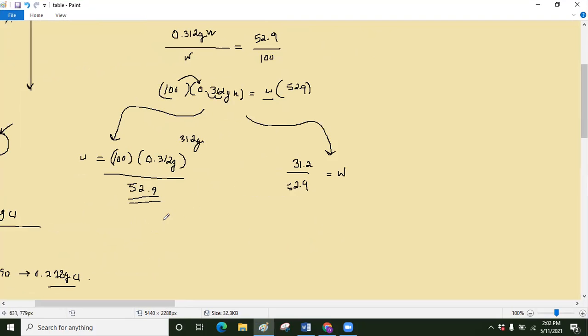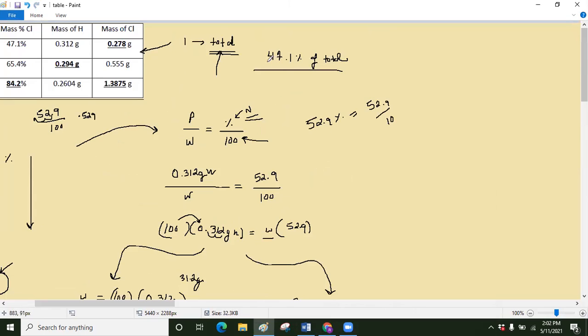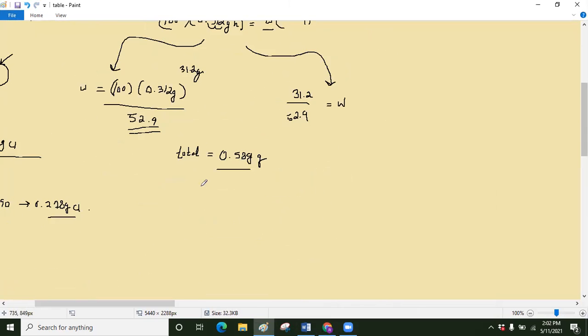But for the purposes of moving forward, we know that the total, or the whole in this case, as we used it, is 0.589 grams, right? That's the total. And I mentioned before that 47.1% of the total is in fact going to be chlorine.